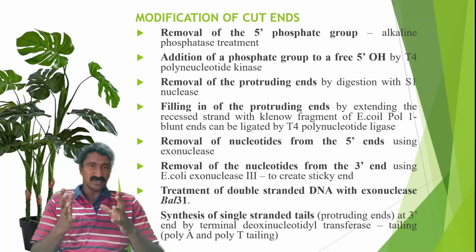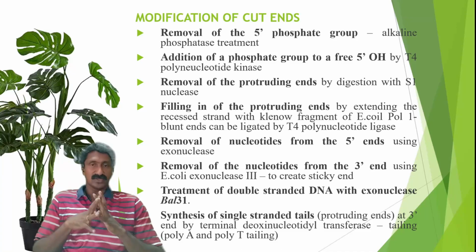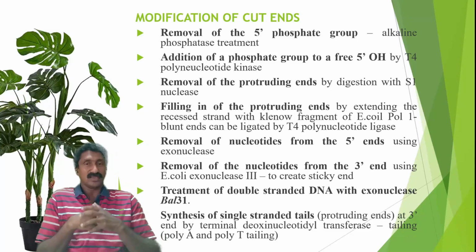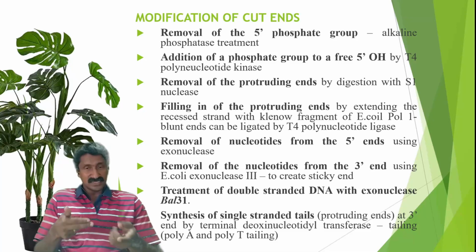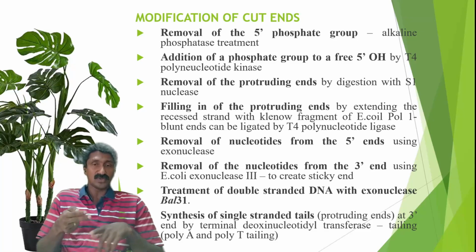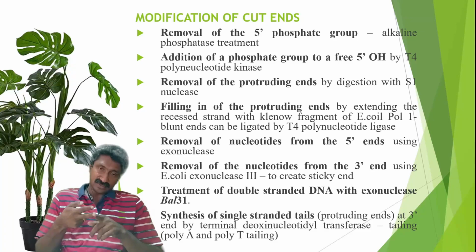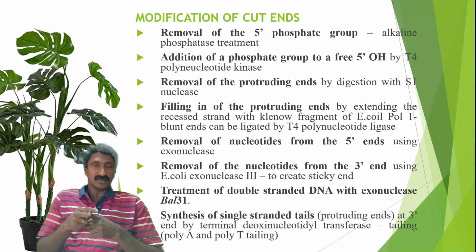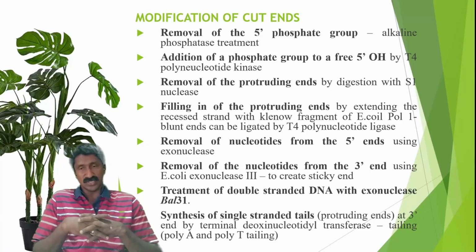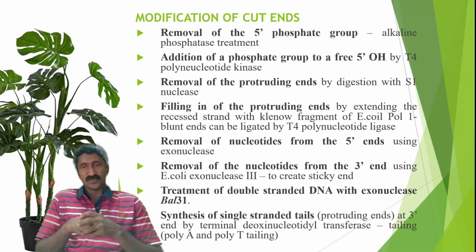So there are various possibilities: phosphate addition, phosphate removal, then single strand removal by S1 nuclease, single strand extension by Klenow fragment, then the double stranded region can be trimmed at the 5' end by 5' exonuclease, or you can create another sticky end at the 3' end by 3' exonuclease. So there are other tools like trimming tools.